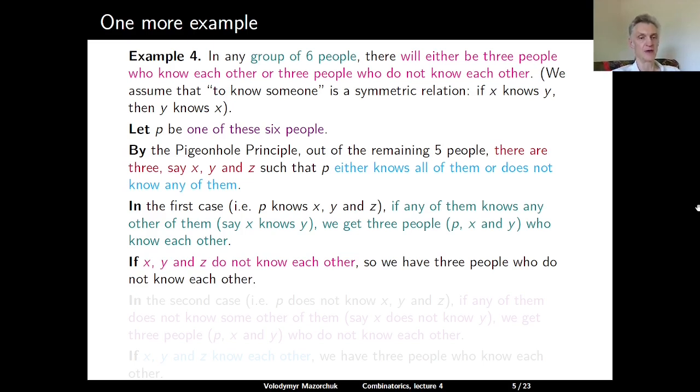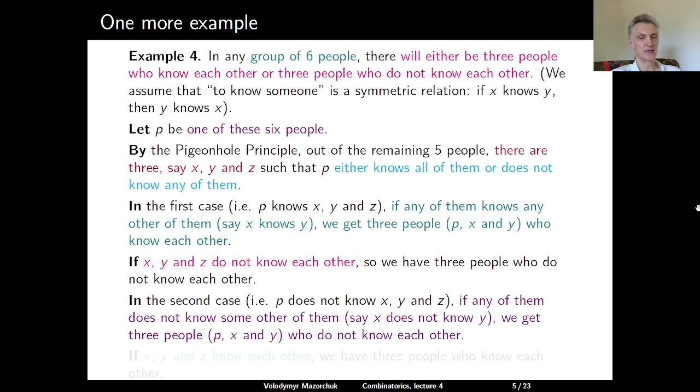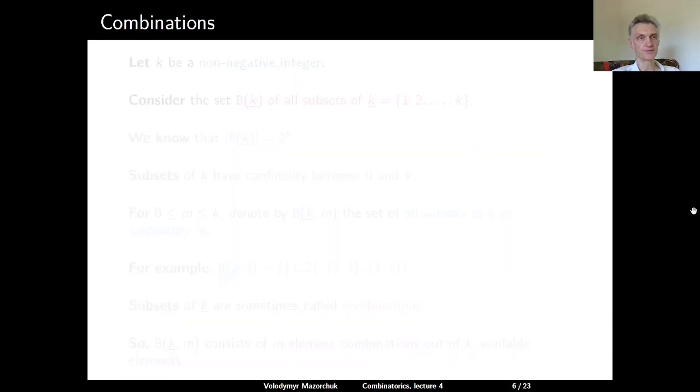Great. Again, we are done. The second case is similar. If we assume that P doesn't know X, Y, and Z, if any of X, Y, and Z doesn't know any other of X, Y, and Z, so let's say X doesn't know Y, then P, X, and Y do not know each other. And this was what we wanted to show. And finally, if X, Y, and Z know each other, so here we have 3 people who know each other. And we are done, so this example is also completed.